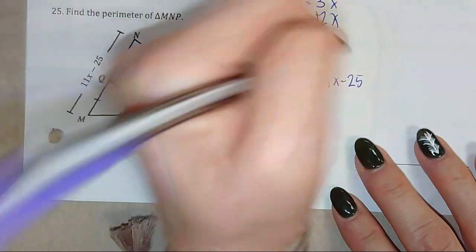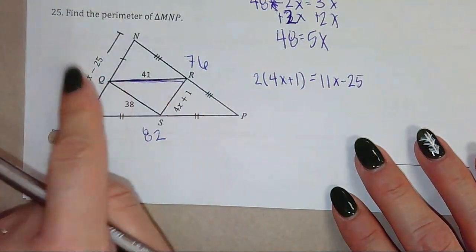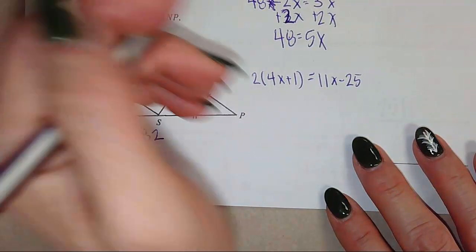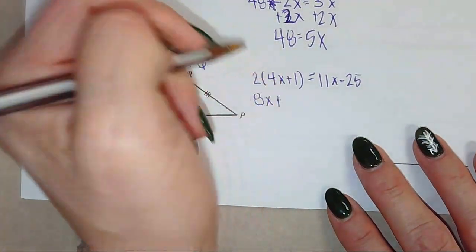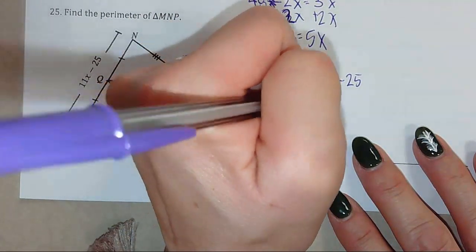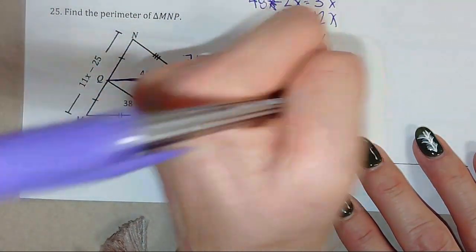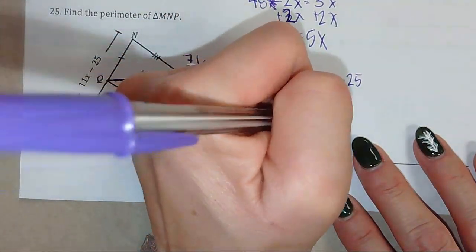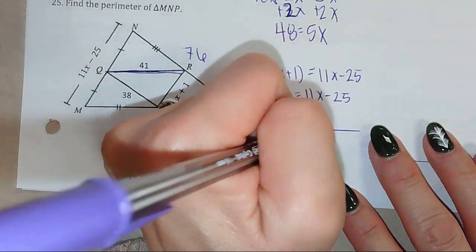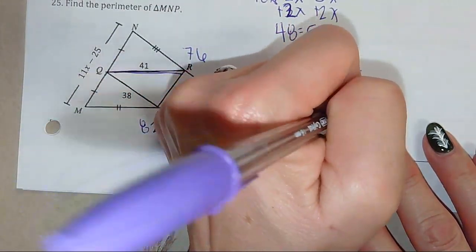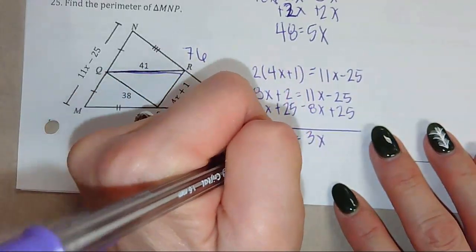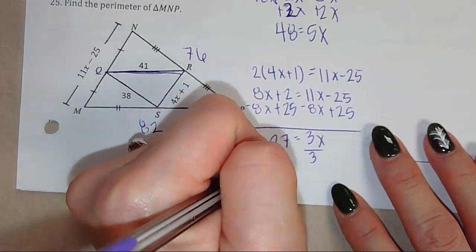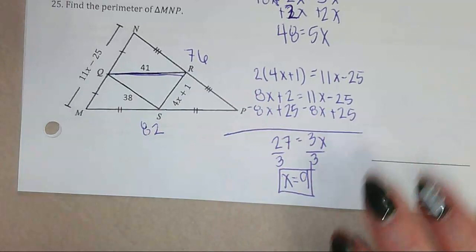equals 11x minus 25. Okay, so I'm doubling this and setting it equal to that. That'll give me x, and then I'll plug my x in right here to solve. So 8x plus 2 equals 11x minus 25. All right, I'm going to subtract 8x, and that is going to give me 3x, and I'm going to add 25 and add 25 and get 27. 27 equals 3x. I will divide by 3 and divide by 3 and get x equals 9.